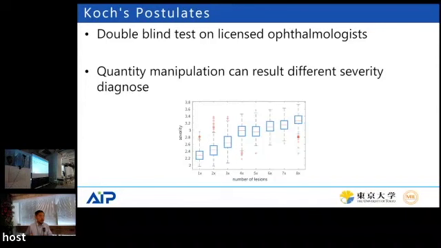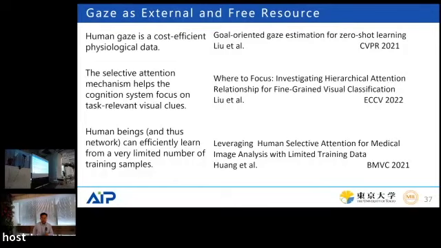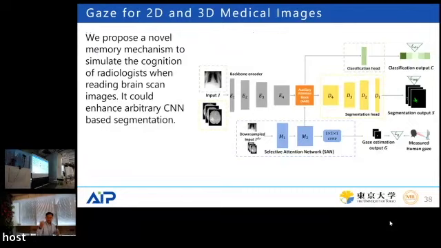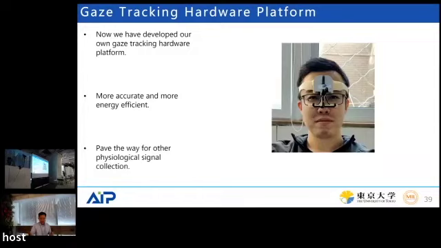Another solution is that we use human gaze as an external label to help enhance the model. Humans have a selective attention mechanism that helps our cognitive system focus on only task-relevant visual clues. For this, we propose a novel method: we use real human gaze to support the attention mechanism, and use this attention mechanism to support the deep neural network, and it works quite well. For this, we even developed our own gaze tracking hardware platform, which is more accurate, more efficient, and much cheaper than existing ones.